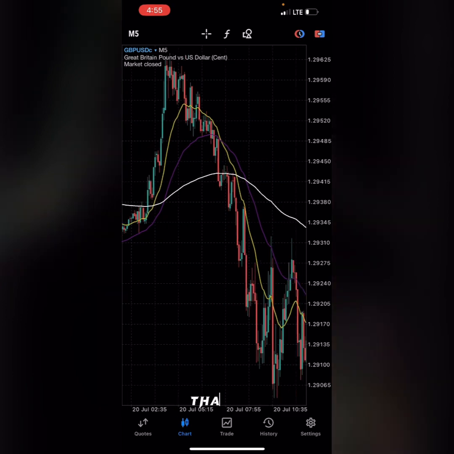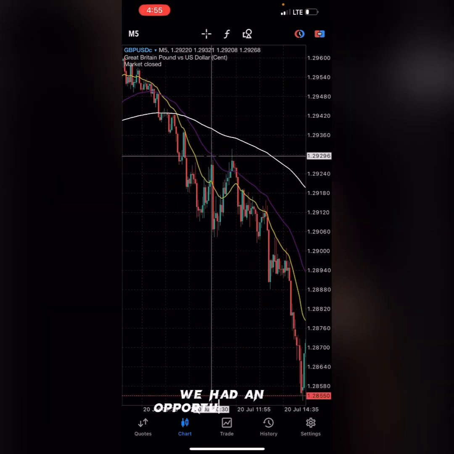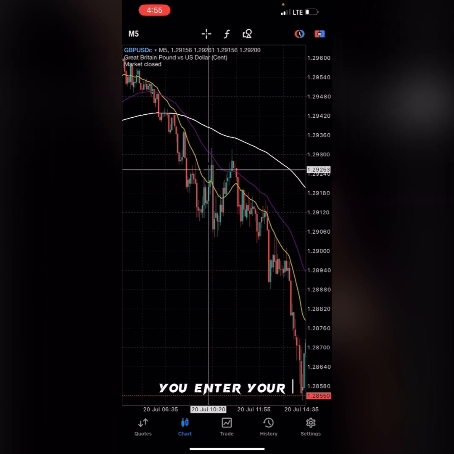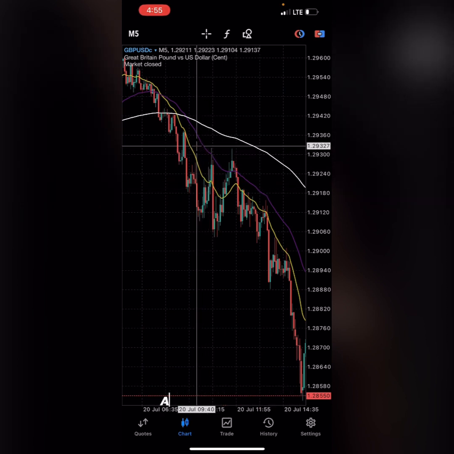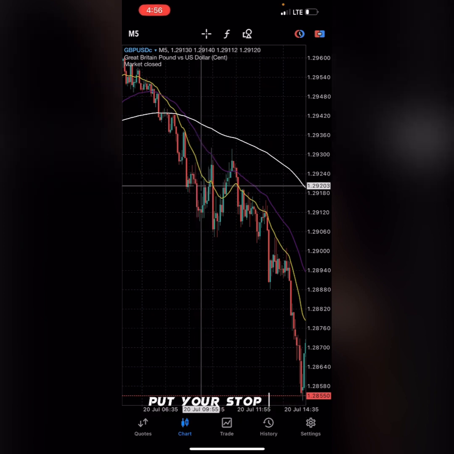You get it? That's it. Let's see. We had an opportunity here. What do you do? You enter your trade and you put your stop loss above that high that created that move. You understand? You put your stop loss above that high that touched the 50 moving average. You enter here, put your stop loss, target your 1 to 2.